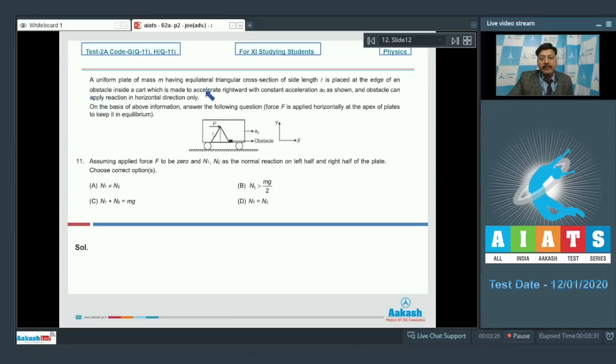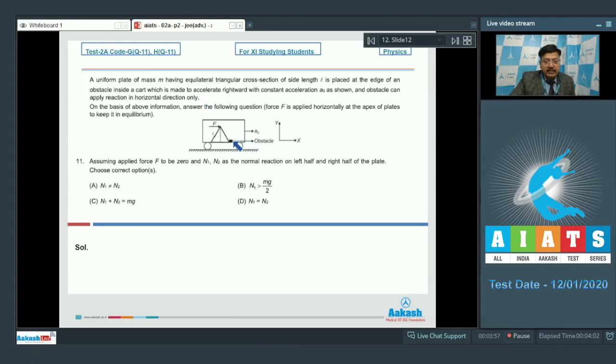Well, now we have a paragraph based on which some questions have been asked. Let's read the paragraph. It says a uniform plate of mass m having equilateral triangular cross-section of side length L is placed at the edge of an obstacle inside a cart which is made to accelerate rightward with constant acceleration a0 as shown. An obstacle can apply reaction in horizontal direction only.